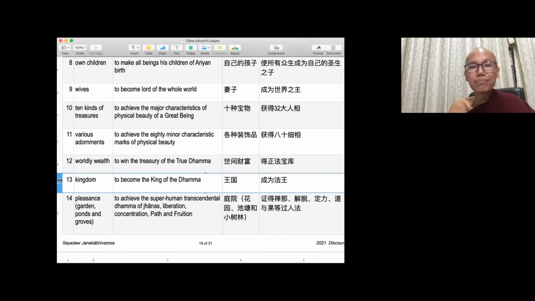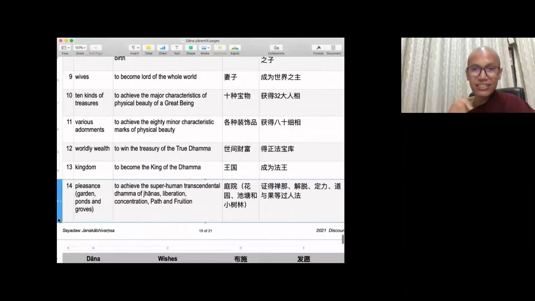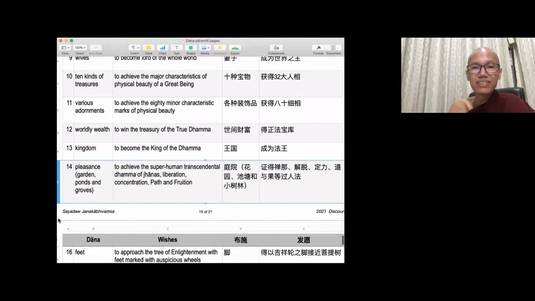So next one, number 14. Pleasances, gardens, ponds, groves. Okay, gardens, ponds, groves.